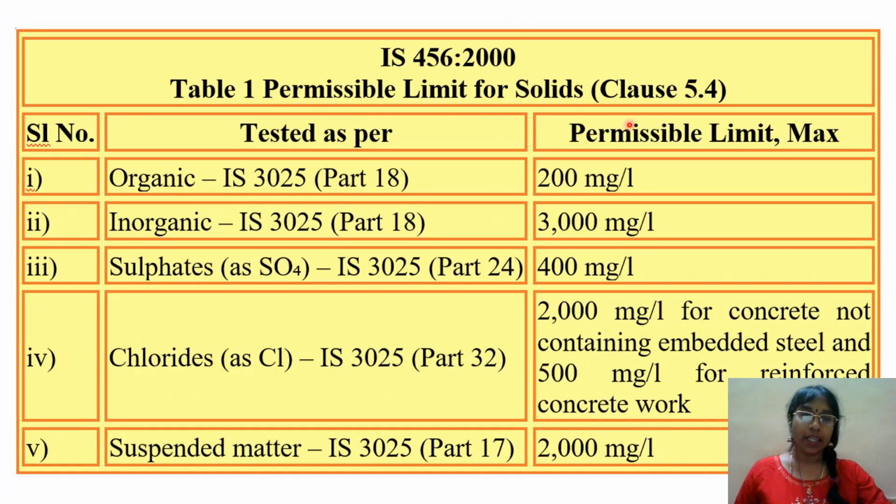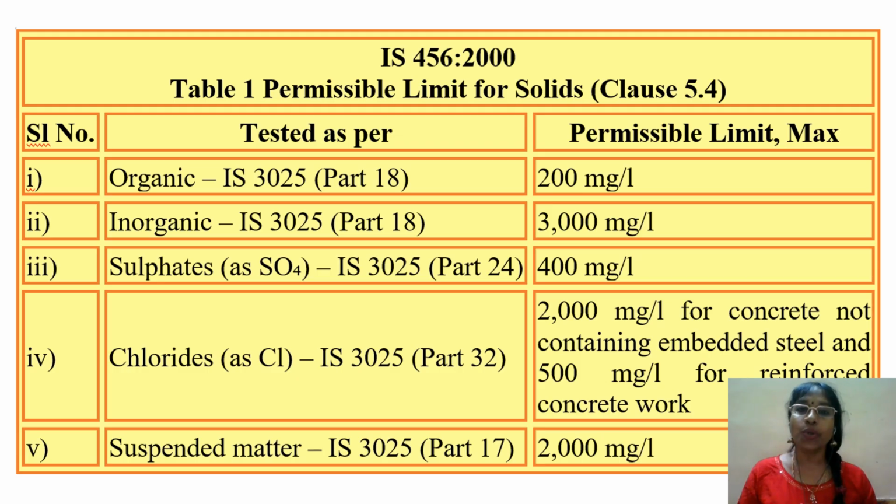Other solids include organic and inorganic solids, sulfates, chlorides, and suspended matter. So it should be organic 200, inorganic 3000, sulfates 400. In case of chloride, up to 2000 milligram per liter is permissible if we are not going to use reinforced concrete, only plain concrete not containing steel. In such a case, up to 2000 is permitted, whereas we should use only 500 milligram per liter if we are going for reinforced concrete work. Suspended matter should be less than 2000.